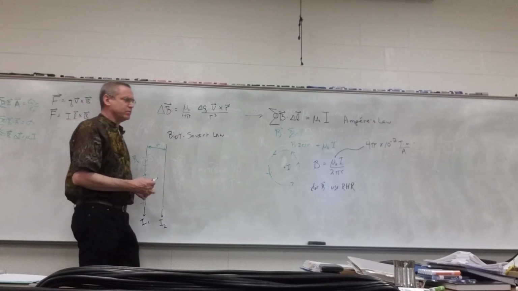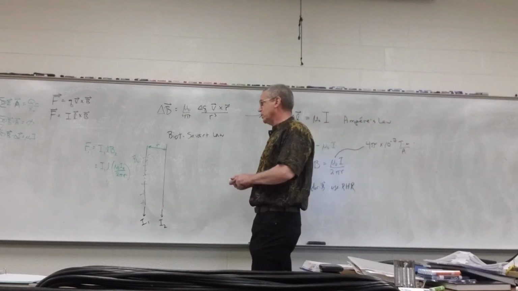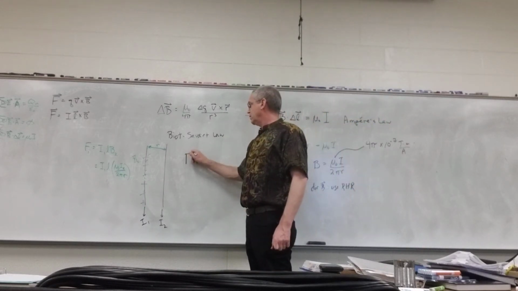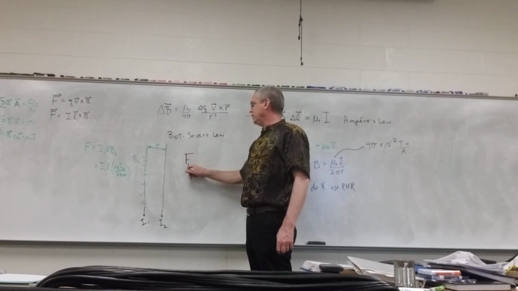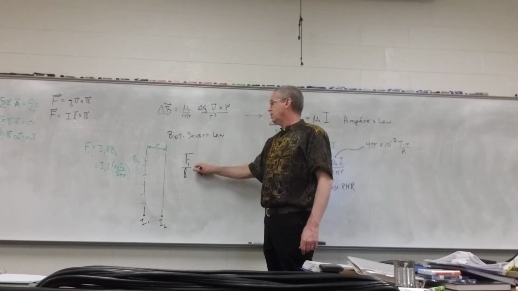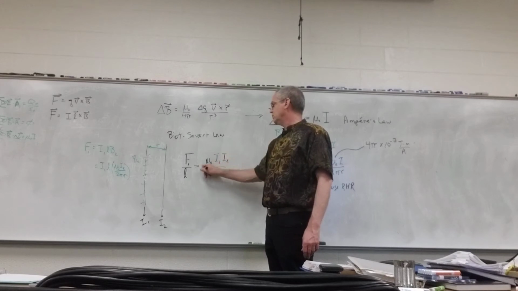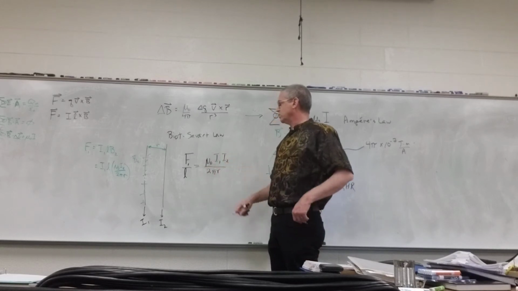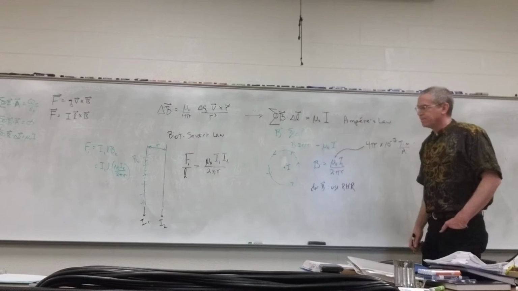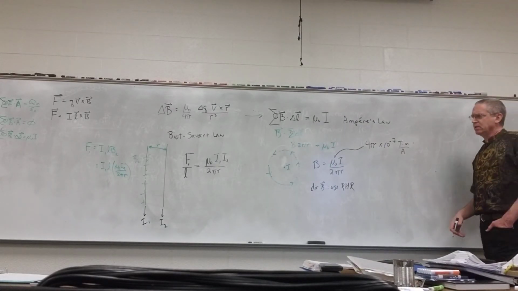And so we can take this and put it in a more familiar form, or at least a more book-familiar form. That the force on 1 per length is going to be equal to mu naught I1 I2 over 2 pi times the distance between them. And it usually is presented in terms of force per length.